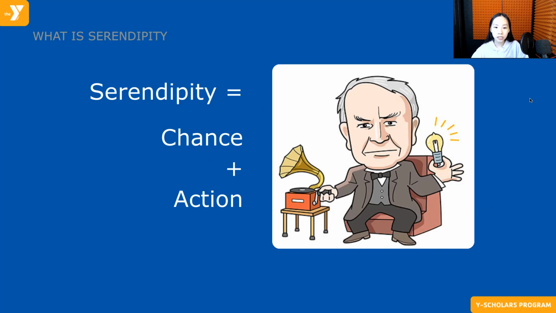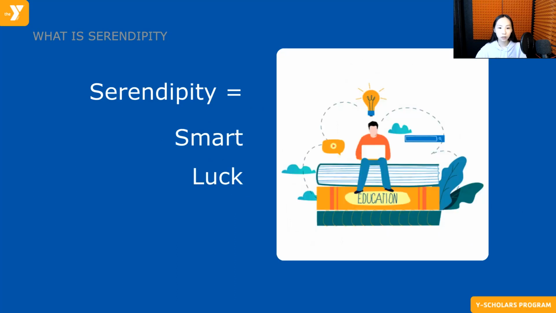To be more precise, serendipity is chance plus action. So the chances of a barricade being next to the thick wall is really small, right? But that happened. And he took action by jumping over it. So that is chance plus action. That's what serendipity is. And to be even more precise, serendipity means smart luck. Like luck has come your way. Are you gonna take action? Are you gonna make smart decisions? That's up to you, right? And if you do make the smart decision and you take action, that will be serendipity.